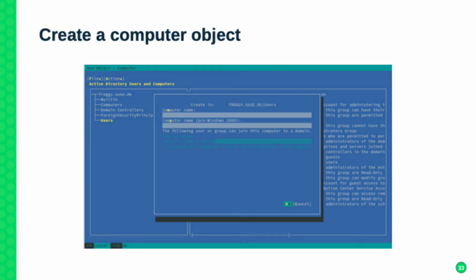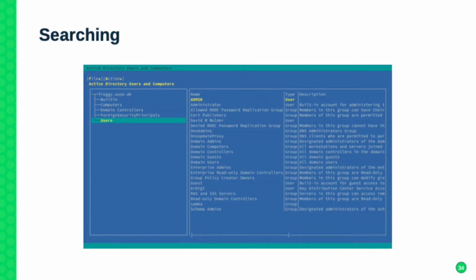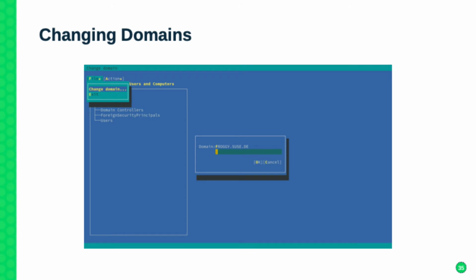Or you can create a computer object from that same menu. There's no special attributes you need for that. To search for objects in a container, you select Action and then Find. A search dialog will open, and you can search by name or description there. And you can open the objects from the search results. You can change domains after opening ADUC by selecting File and then Change Domain.